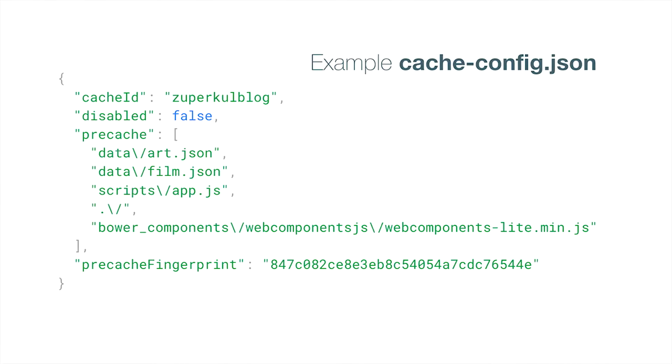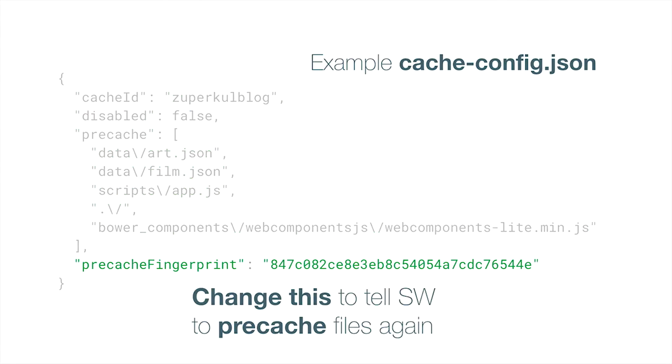I can give my cache an ID, tell it in that array what to pre-cache, and I can also give it a pre-cache fingerprint, which is just a little identifier to show the uniqueness of the cache itself. So if I want to, I can change that pre-cache fingerprint at any point, and that'll tell my service worker to go out and pre-cache the things from the array over again. Now, in this case, the pre-cache fingerprint is just a hash that I generated.